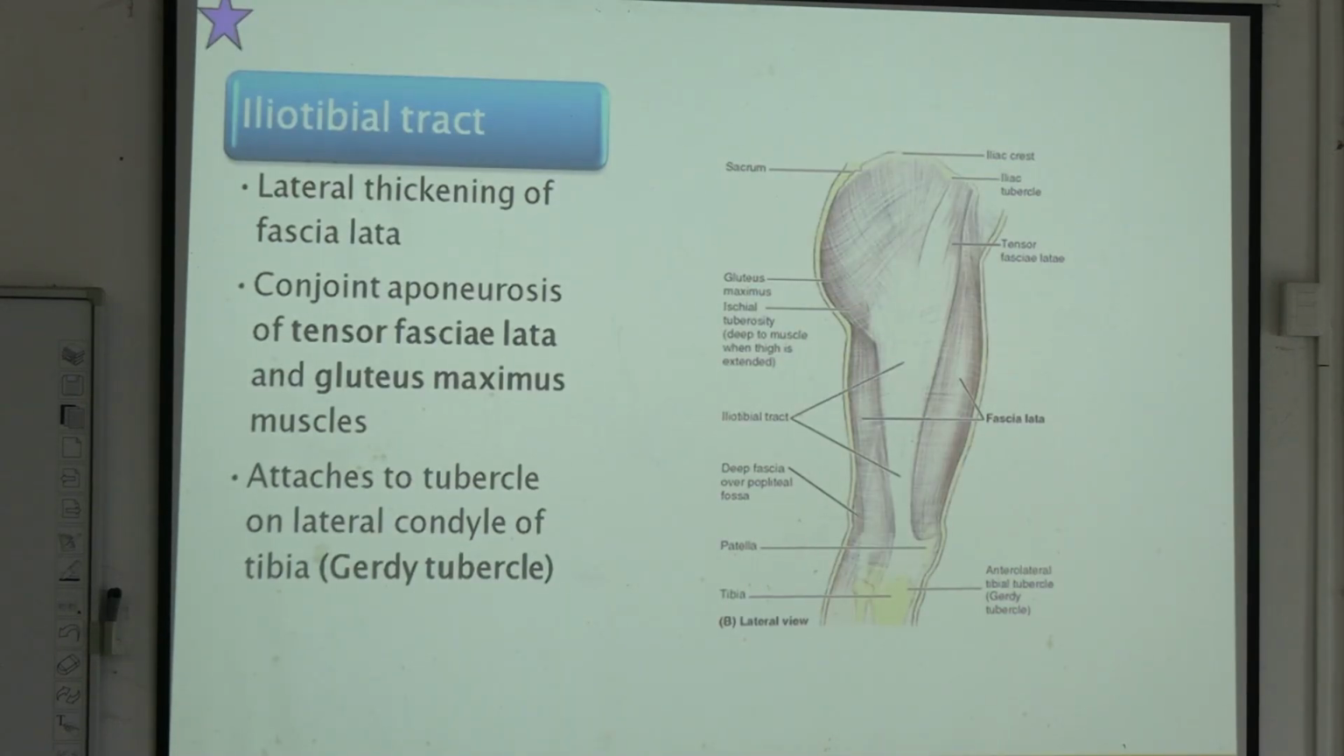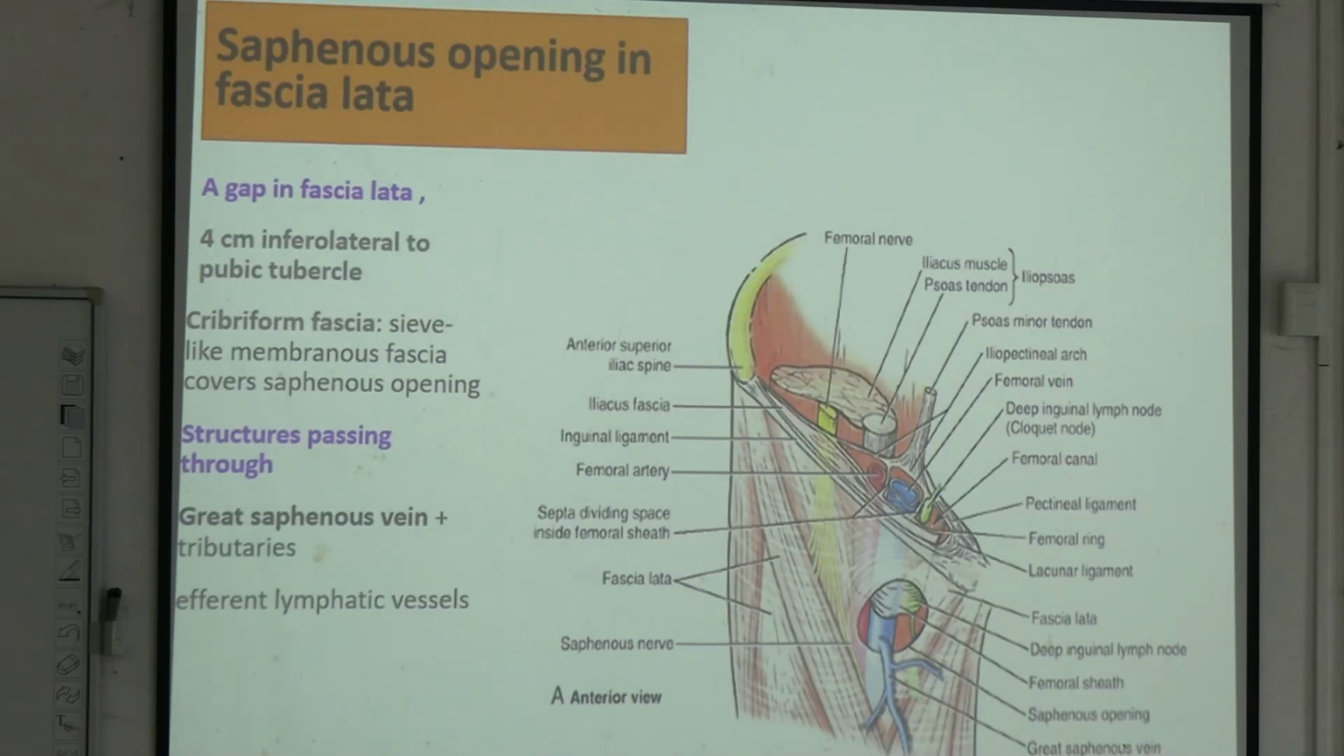A special condensation of the fascia lata we call the iliotibial tract, which is basically the lateral part of this thickened fascia lata. The iliotibial tract has an attachment below on the tubercle of the lateral condyle of the tibia. Into this iliotibial tract, muscles insert: the tensor fascia lata and a part of the gluteus maximus.